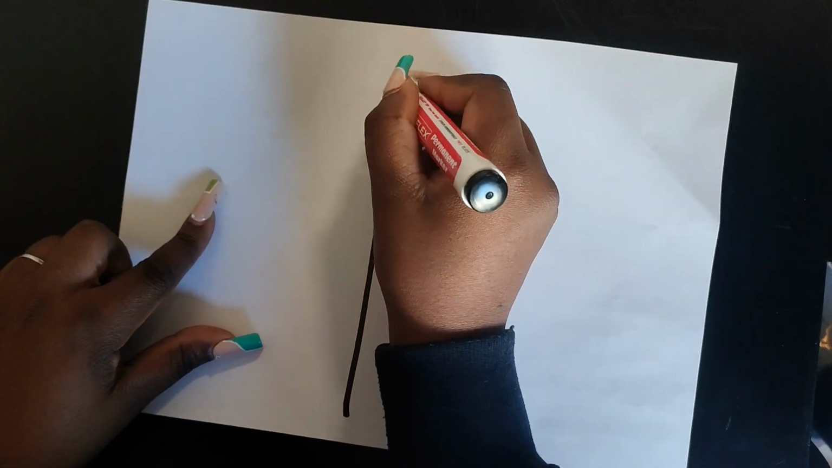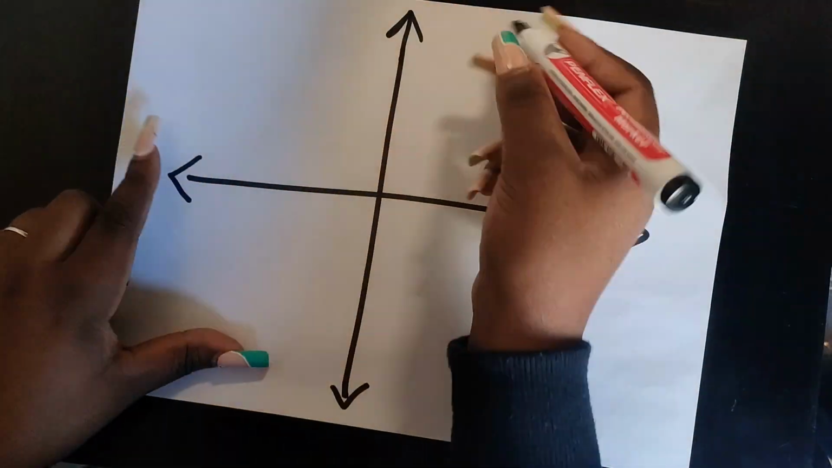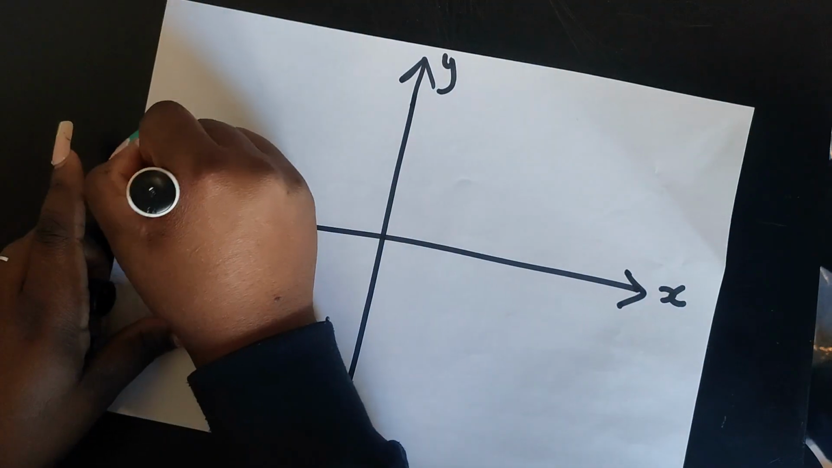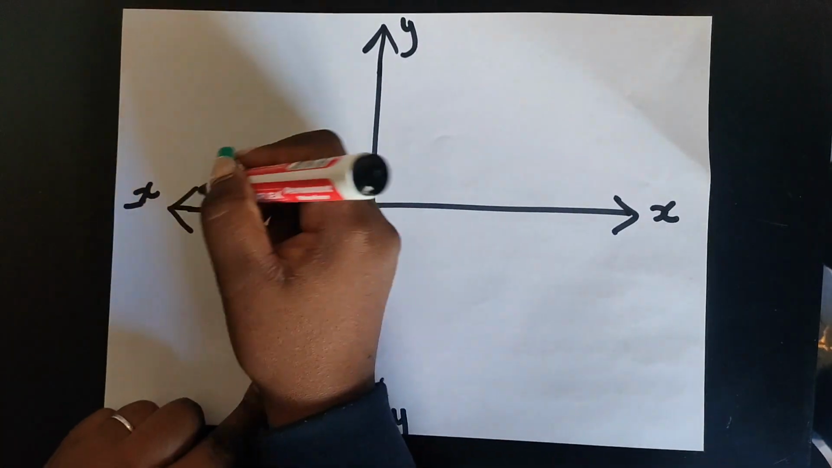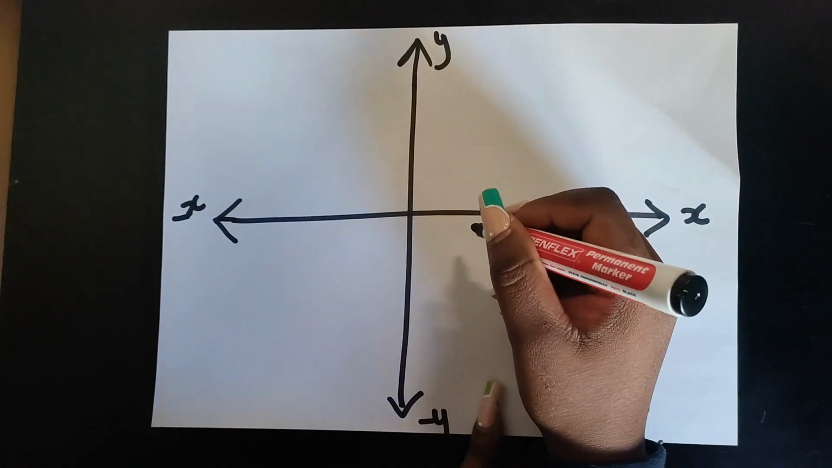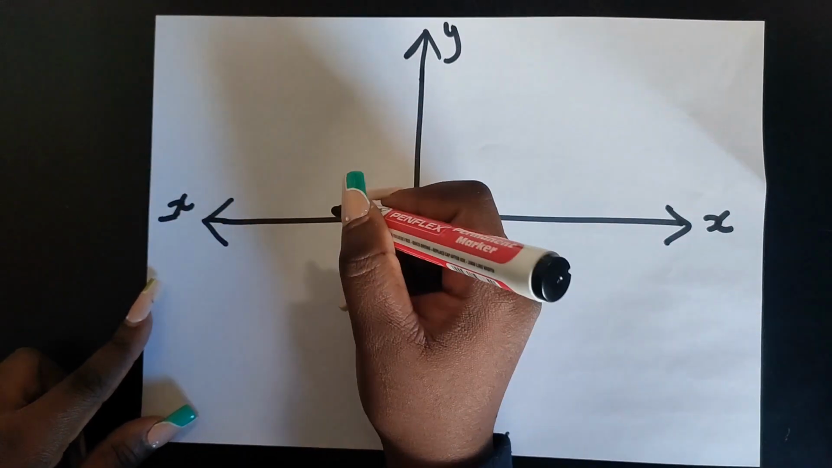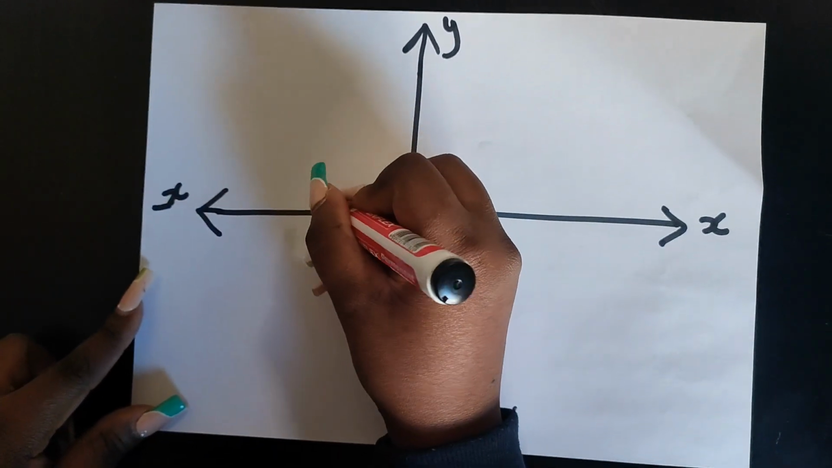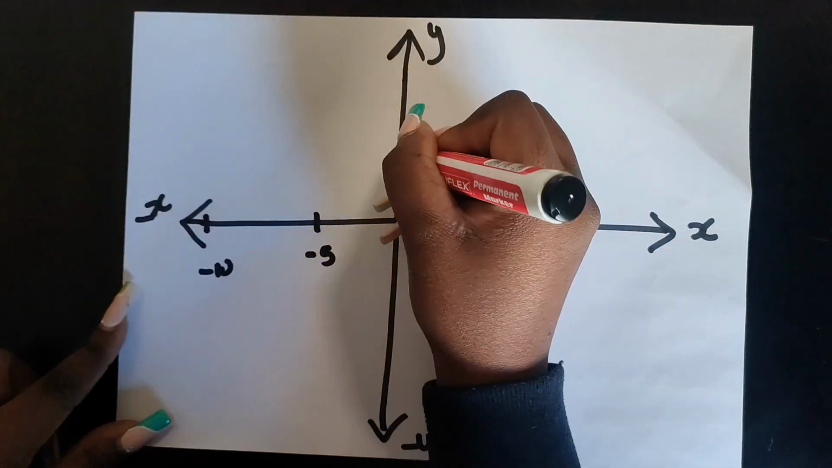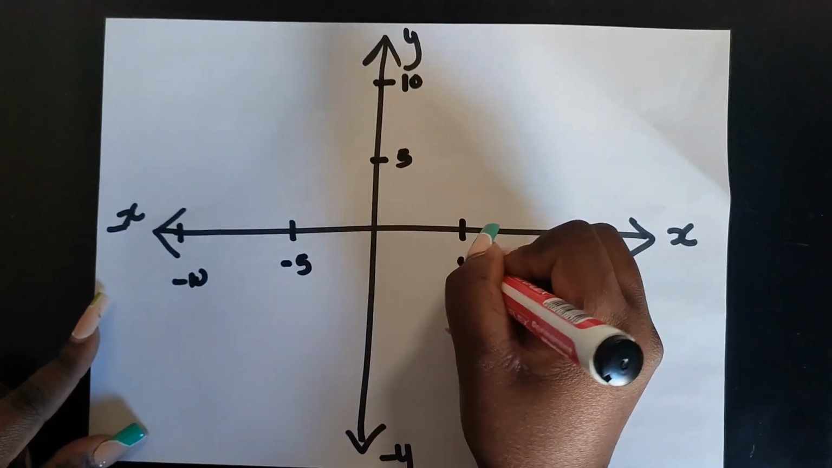We're now plotting this. This is positive y, that's negative y. It's x and negative x. Be sure to label your x's, because some teachers that mark can deduct points if you don't label your x's. Our x-intercept is negative 10. I'm just going to do it in 5s. So negative 5, negative 10. That's 5, and that's 10. You can put in any number as long as it can fit in here.